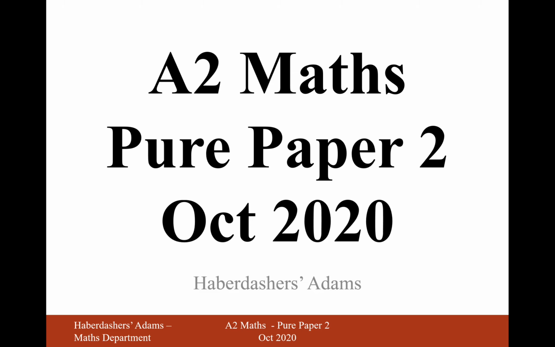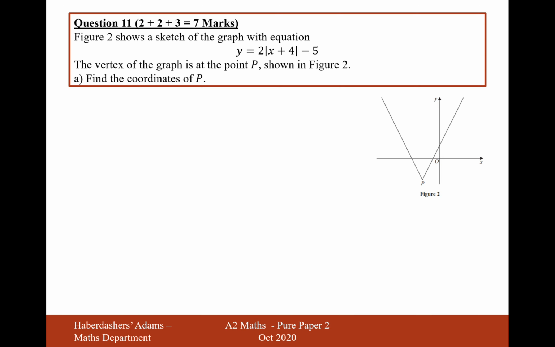Hello there, welcome to the October 2020 paper 2. Here we're looking at question 11. Figure 2 shows a sketch of the graph with the equation y equals 2 modulus x plus 4 minus 5. The vertex of the graph is at the point P shown in figure 2.